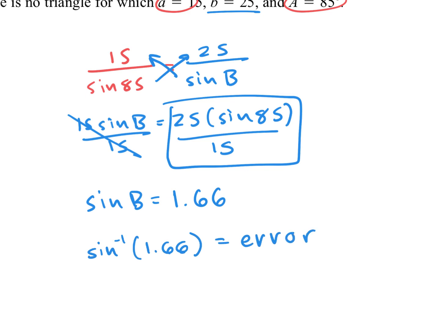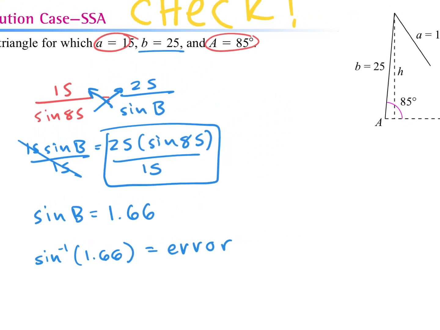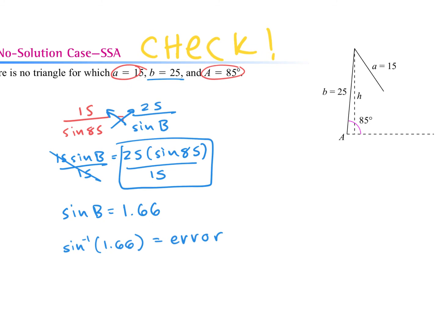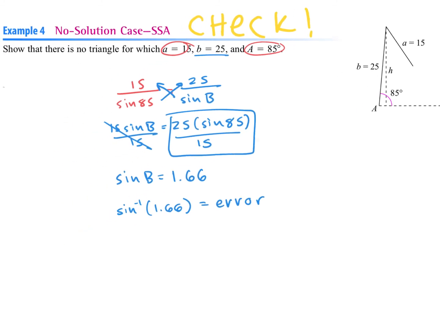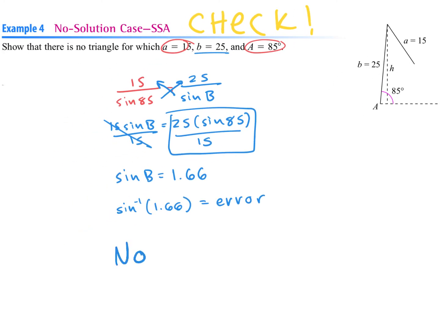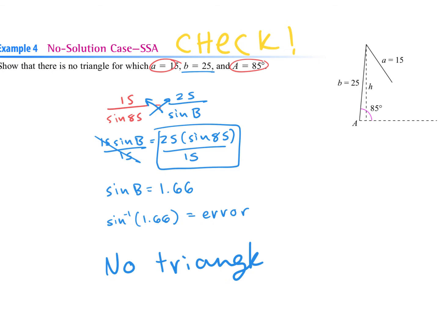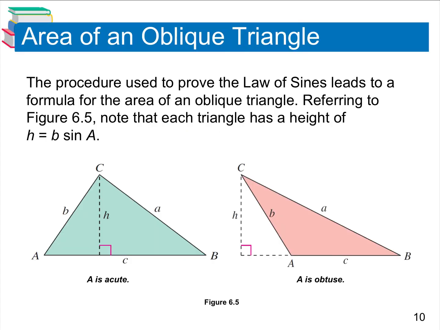Error. So what do you think my answer is if I get an error? I didn't get an error. Nothing, you did it wrong. Then there's no triangles here. So no triangle. So this is an ambiguous case where we have no solution. There's no triangle. And you're done? Yep.